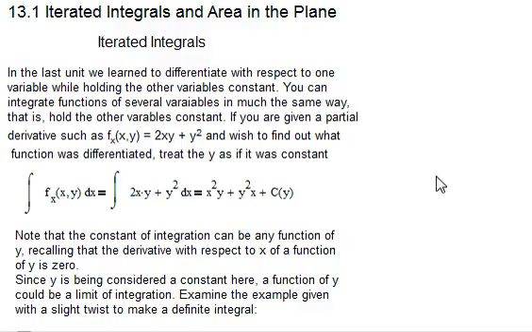Well, we did a lot with differentiating functions of more than one variable in the last chapter, and we're going to learn that you can also integrate functions of more than one variable in this chapter.